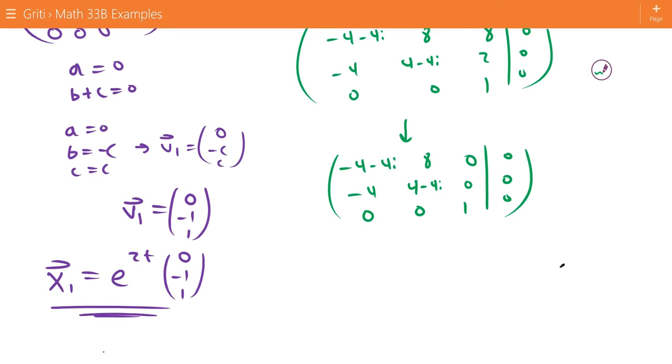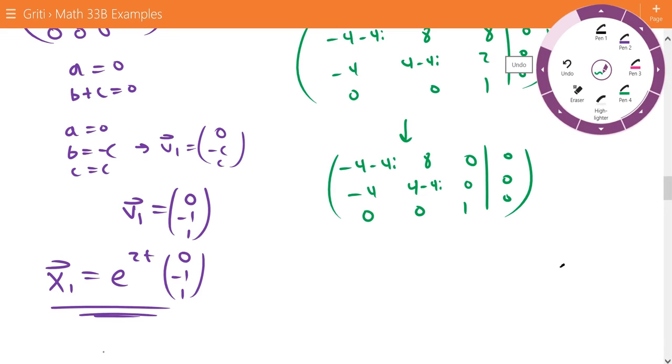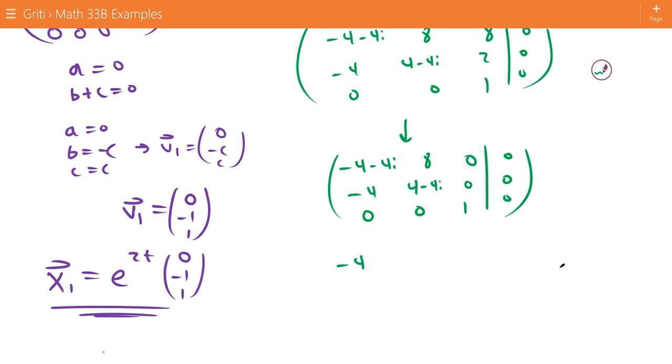Both of these will give us the same result. So what we can do is we can just look at this. Let's divide the second row by negative 4. So that gives us 1, negative 1 plus i, and 0.